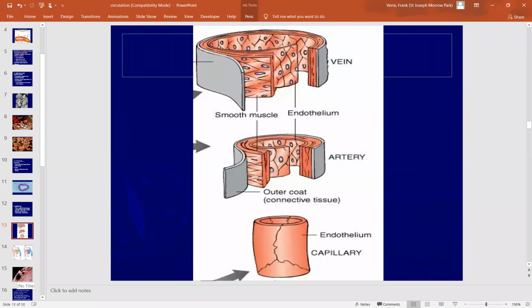Here's a nice diagram showing you the 3 different types of blood vessels. So veins are actually the widest, but their walls are not as thick as the walls of an artery, because the blood in an artery is under more pressure because the heart is actually squeezing the blood into the arteries, whereas the veins bring blood back to the heart, so they're under a little bit less pressure.